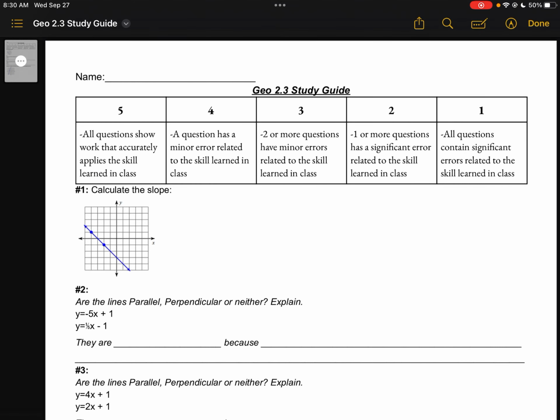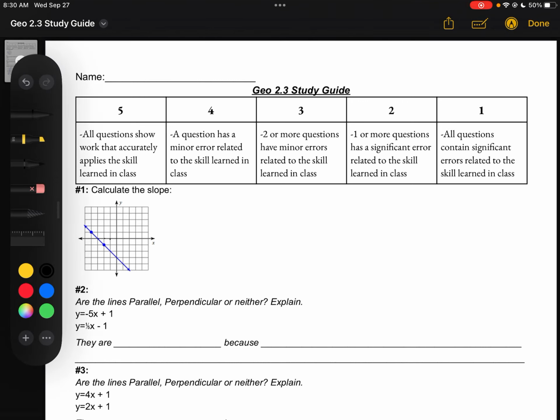All right, everybody, so we're going to take a look at our slope here. The first thing that we want to do is identify the 2 points that we have. So we have 1, 2, 3, 4 to the left and up 1. That's -4, 1. Then we have 1, 2 to the left and down 1. That's -2, -1. So whenever you're starting off here, always a good place to go.